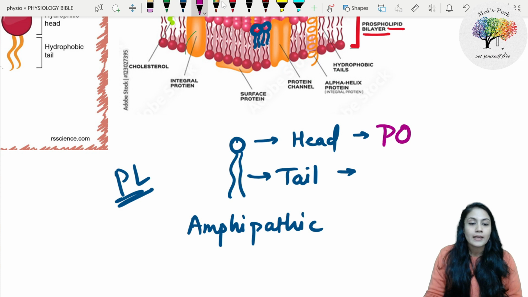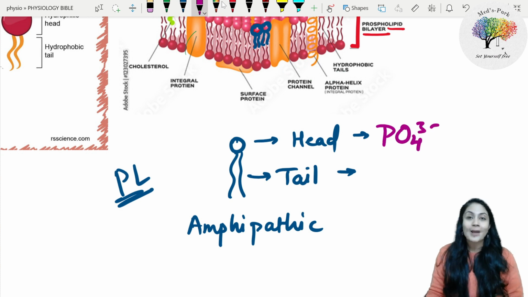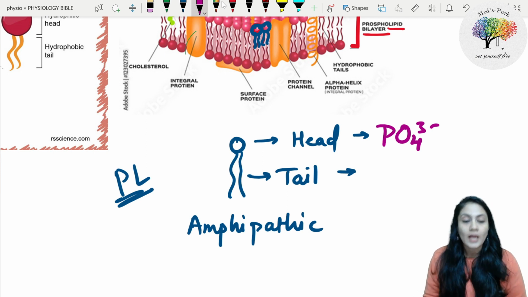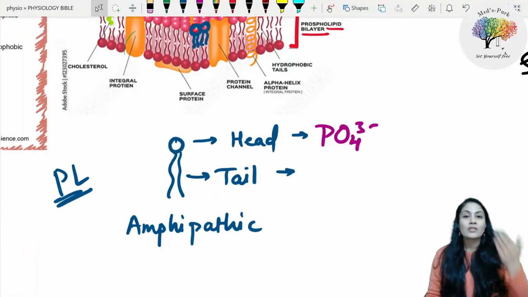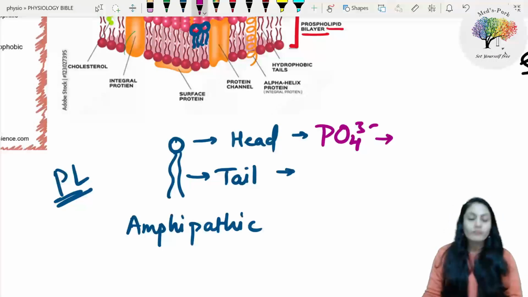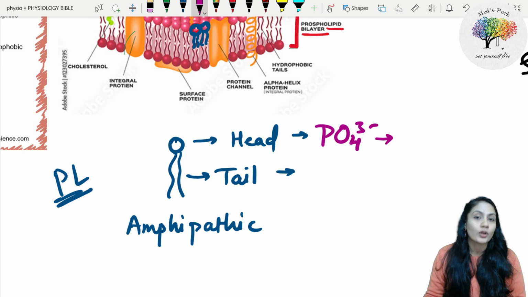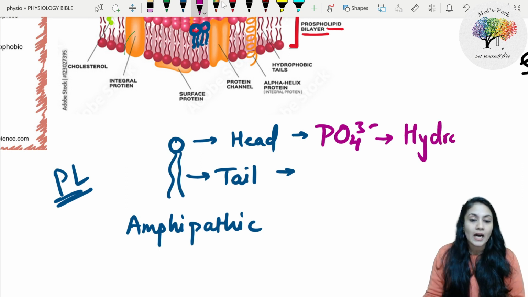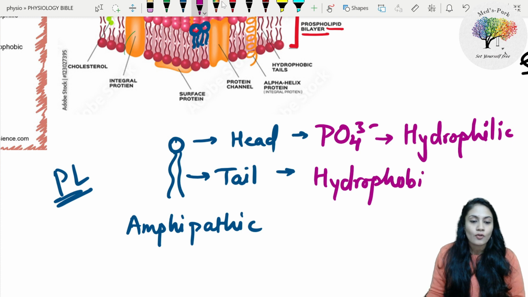Head part contains phosphates. Understand, phosphate is an ion, right? And when there is an ion present, it can easily interact with the water. So that's why we call it phospholipid. Why? Because this lipid contains the phosphate in the head part. Now this becomes the polar part, and it can easily interact with the water. So this becomes the hydrophilic part. And the tail is the hydrophobic part.